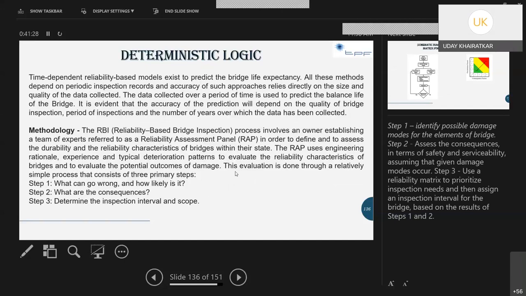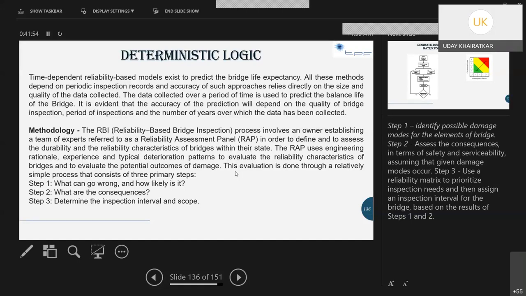Time dependent reliability based models exist to predict the bridge life expectancy. All these methods depend on periodic inspection records and the accuracy of such approaches relies directly on the size and quality of the data collected. It is evident that the accuracy of prediction will depend on the quality of bridge inspection, period of inspection, and the number of years over which the data has been collected.